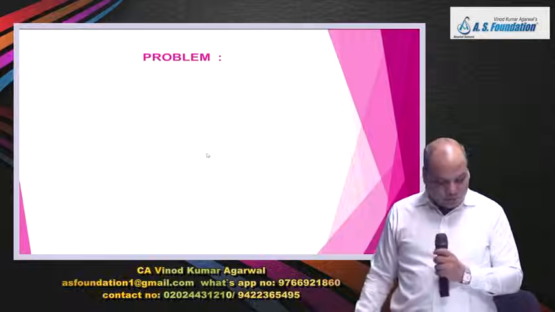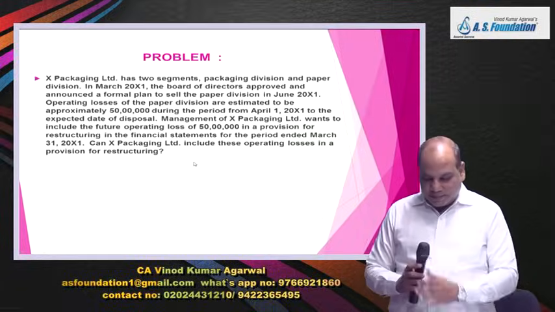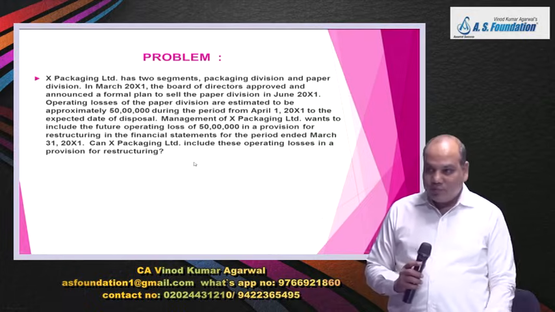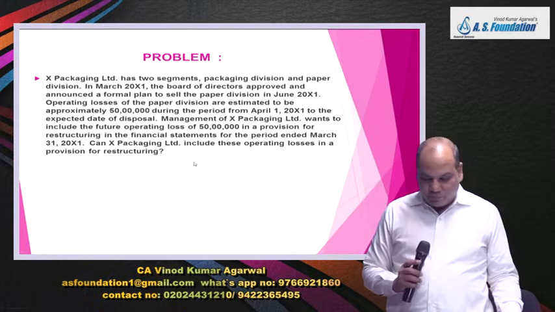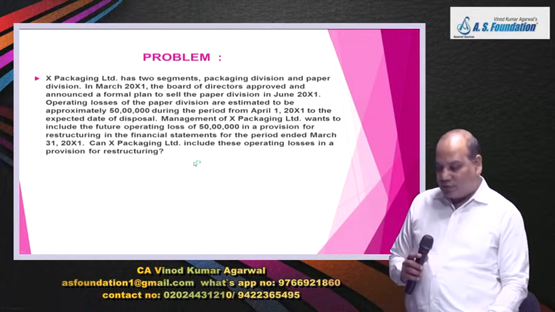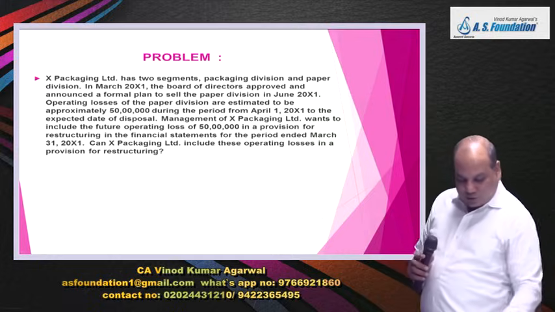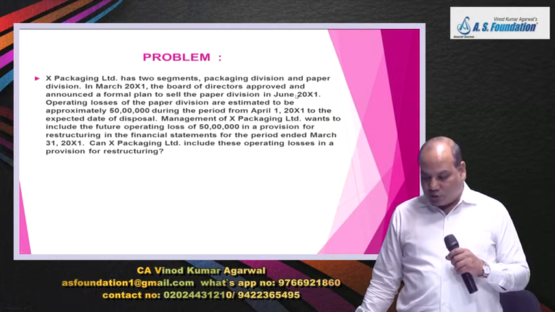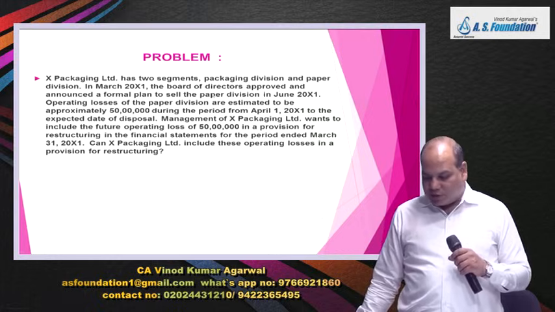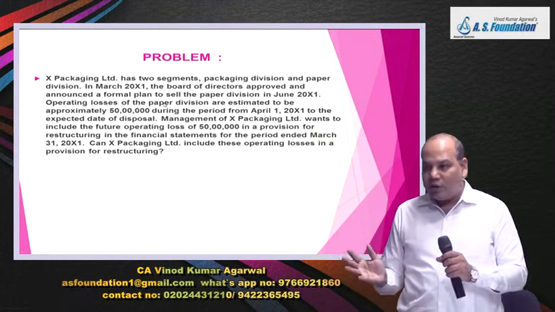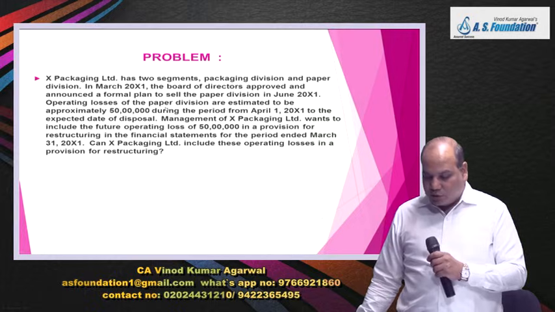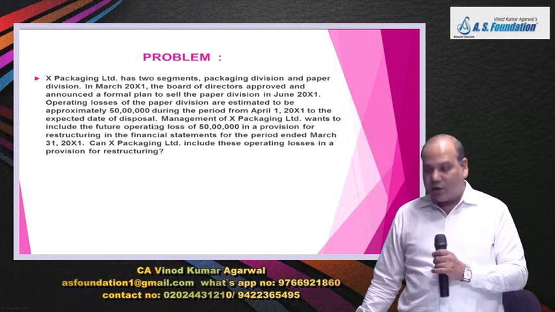Now we'll solve one question. Chapter is over. Search for this question. X Packaging Limited. 41. X Packaging Limited has two segments, packaging division and paper division. In March 20X1, the board of directors approved and announced a formal plan to sell the paper division in June 2011. So they are trying to terminate this activity, sell this activity. So it will fit into the definition of restructuring. First, it should fit into the meaning of restructuring and then whether provision is required. Operating loss of the paper division is estimated to be approximately 50 lakh during the period from 1st April 20X1 to the expected date of disposal.